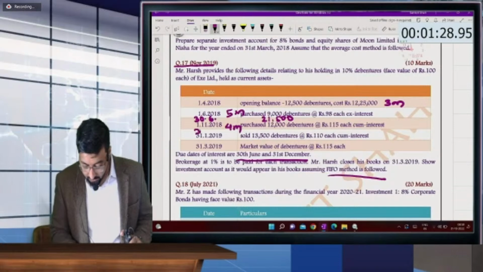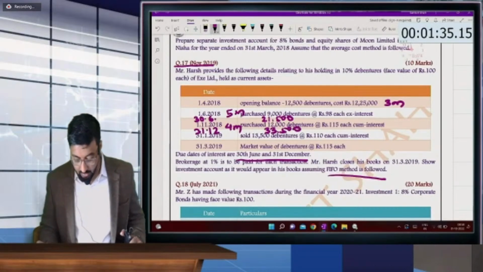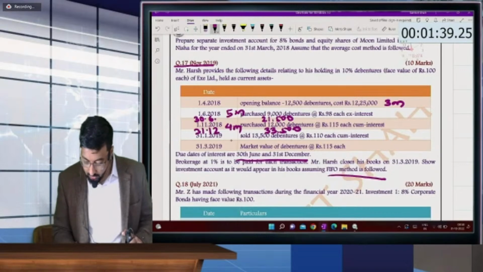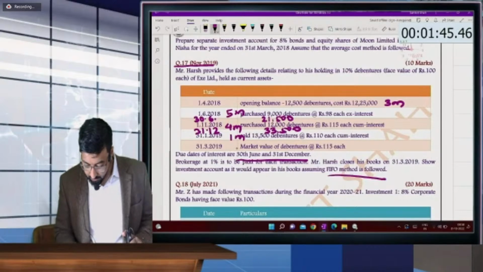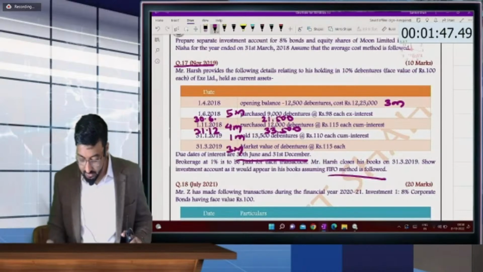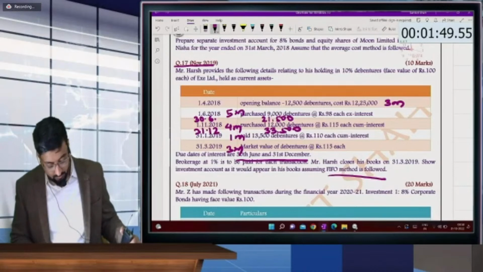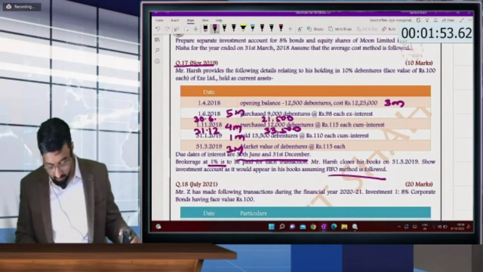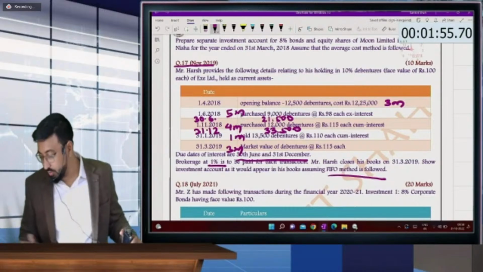Then beta 31st December. 33,500 you have. Then you sold 13,500. 1 month. And 31st March, 3 months closing interest receivable. 1% brokerage for each transaction. Same question in November 2019.